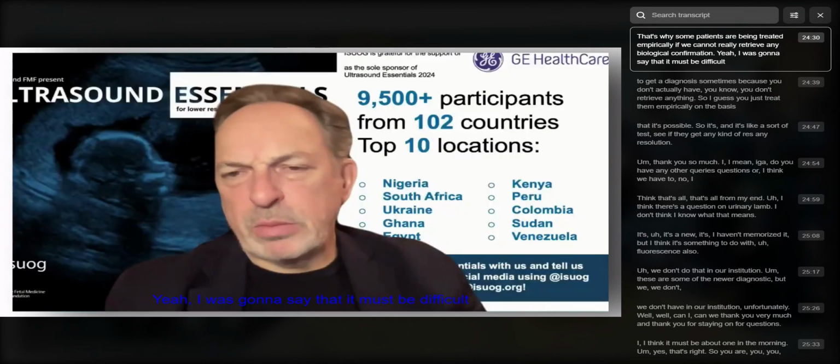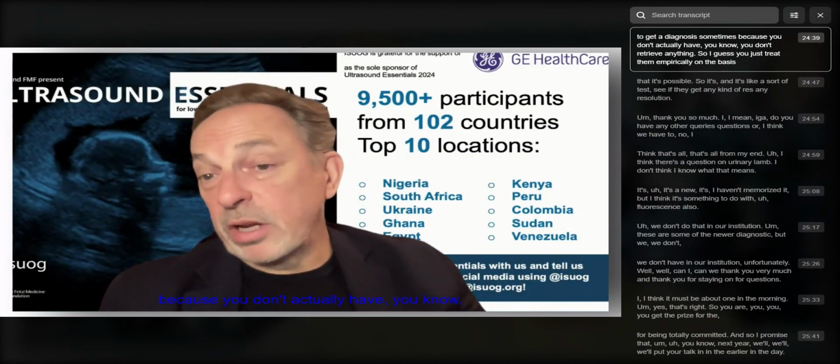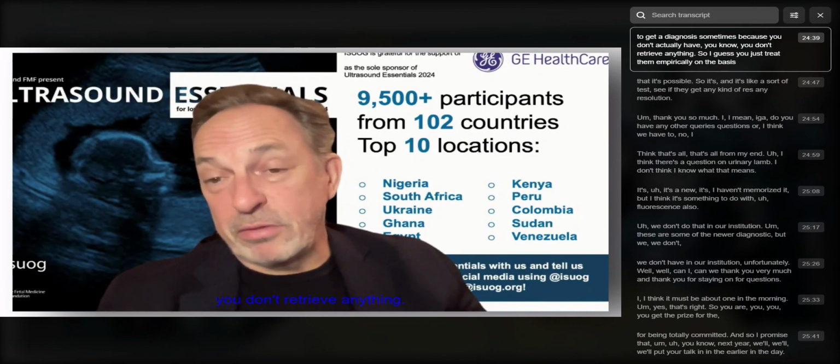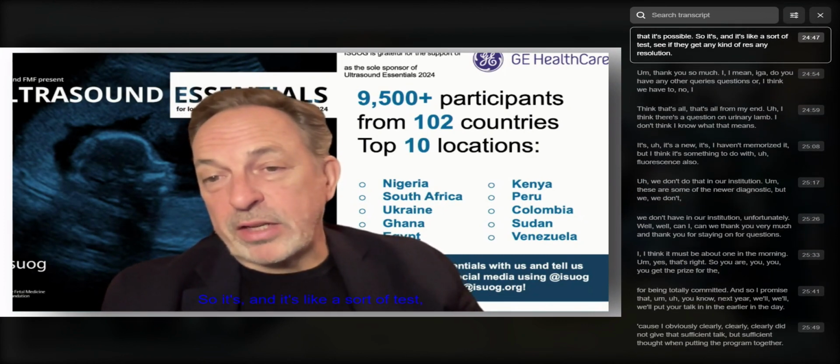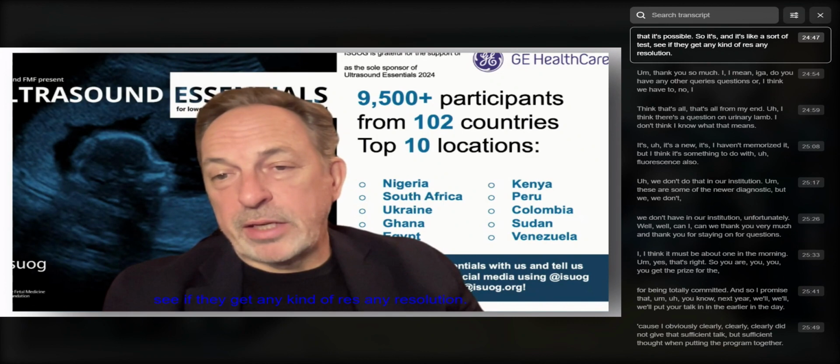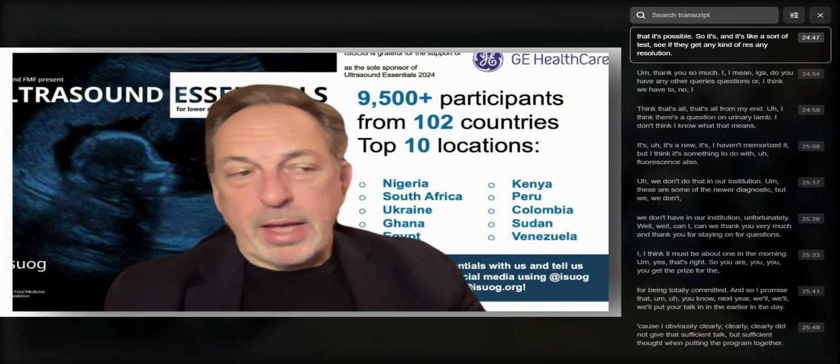I was going to say that it must be difficult to get a diagnosis sometimes because you don't retrieve anything. So I guess you just treat them empirically on the basis that it's possible. Yes. It's like a test, to see if they get any kind of resolution. Right.